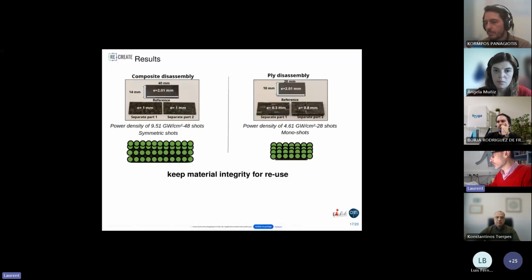And for ply disassembly, we can separate the materials ply by ply. I show you only one ply separation, but we have demonstrated that we can separate one ply after another, after another. And at the end, for this case, I think we have 6 plies, so 6 plates of one ply each, to reuse the materials.